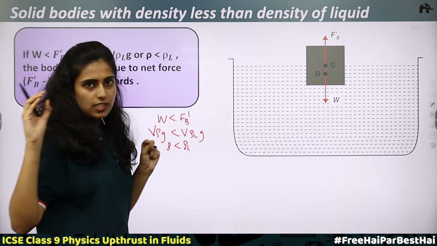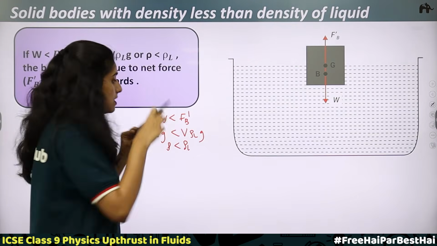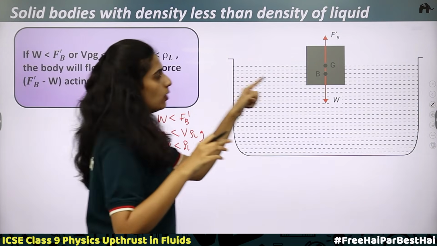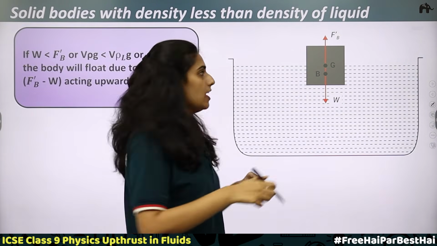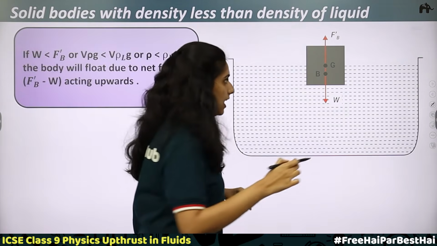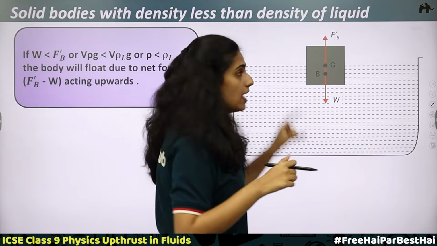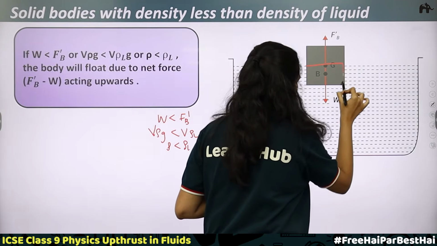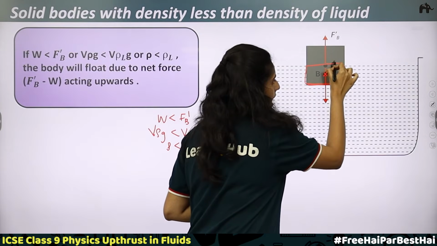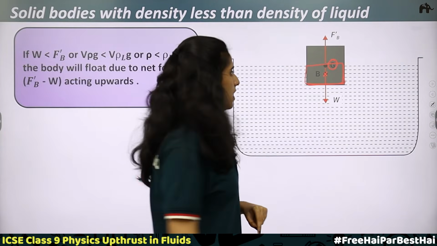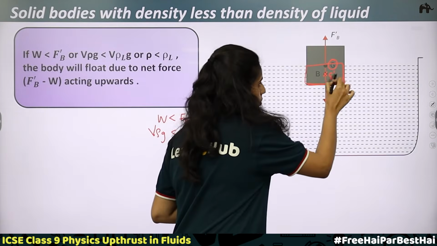In the previous two cases, we saw that the center of gravity and the center of buoyancy were coinciding because the body was completely inside water. Now, in this case, a portion of the body is inside water and a portion is outside water. In that case, the center of buoyancy will coincide only with the center of gravity of the portion of the body that is inside the liquid. This is the actual center of gravity G. This is G dash, which is the center of gravity of the portion that is inside water.